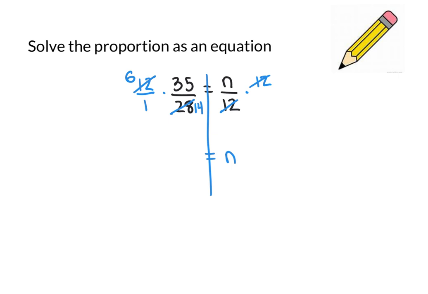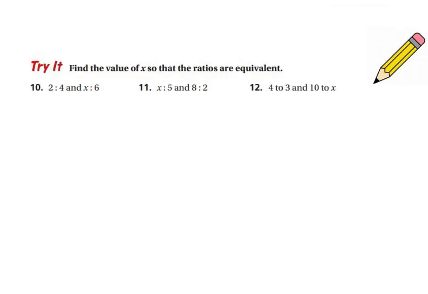Oh, and I can see that I could have actually factored out 4, because now 2 will go in here, and 2 will go in there as well. So I have 3 times 35. I get 105 sevenths. 105 divided by 7 is 15. So we would say that n is 15. And now it's your turn. Go ahead and try these next 3.